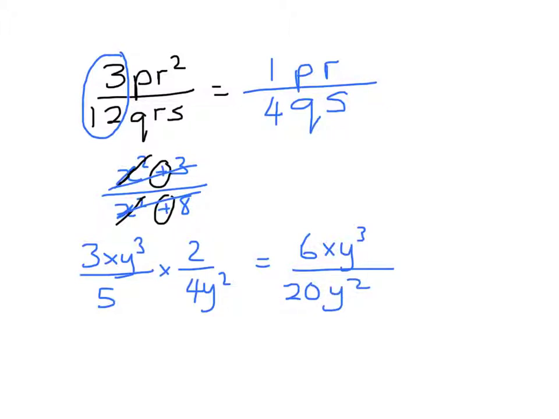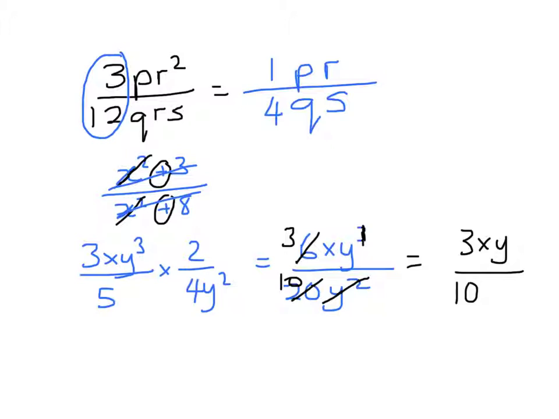Now simplify. Both the top and the bottom divide by 2. That makes that a 3 and a 10. I've got 2 y's here that will cancel and leave me with 1 y there. So I end up with 3xy on the top and 10 is all I have on the bottom because the y's have cancelled.